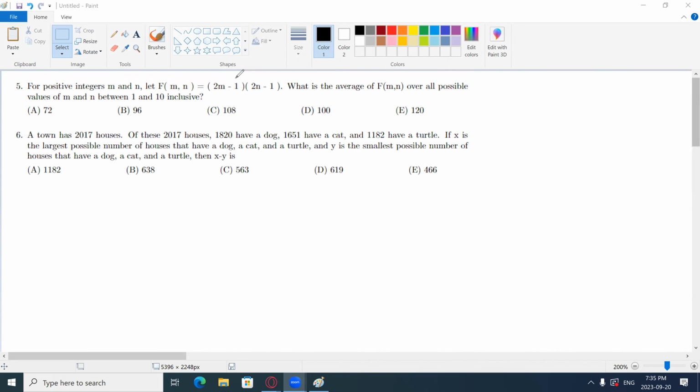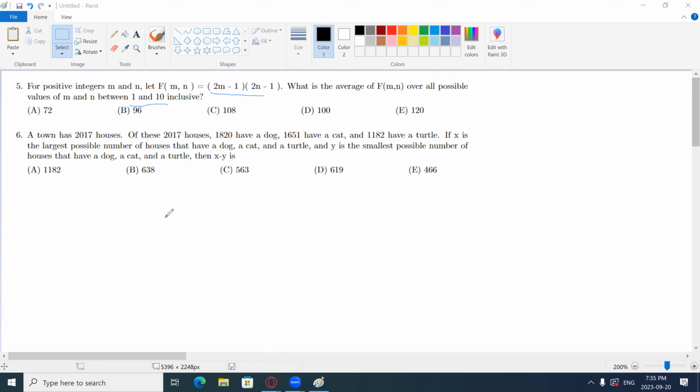Question 5 is asking, let Fmn equal (2m minus 1) times (2n minus 1), where m and n are every number from 1 to 10. Then what will be the average of the Fmn's?